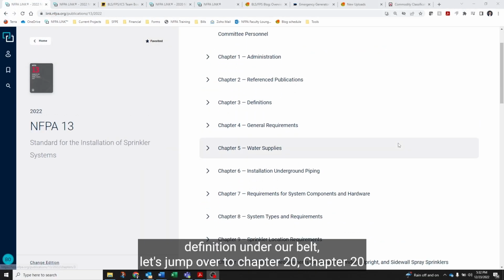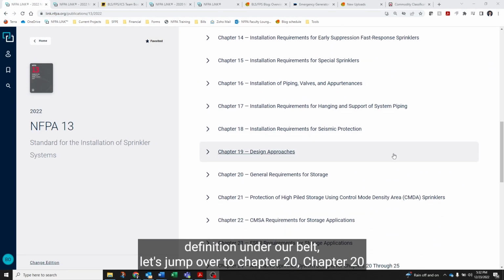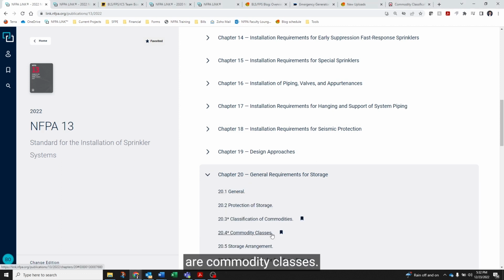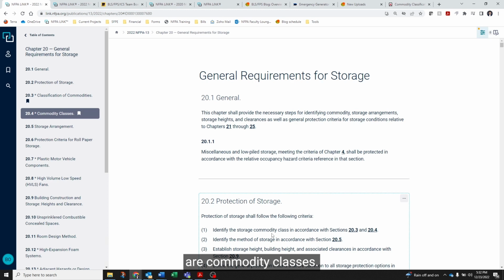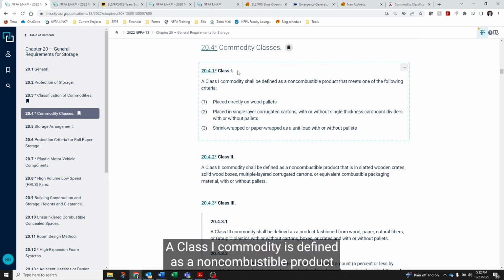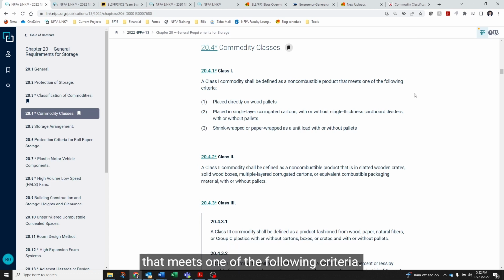So with that definition under our belt, let's jump over to Chapter 20. Chapter 20 being the general requirements for storage, and 20.4 are commodity classes. So now we're over at 20.4, our commodity classes. We can see Class 1. A Class 1 commodity is defined as a non-combustible product that meets one of the following criteria.